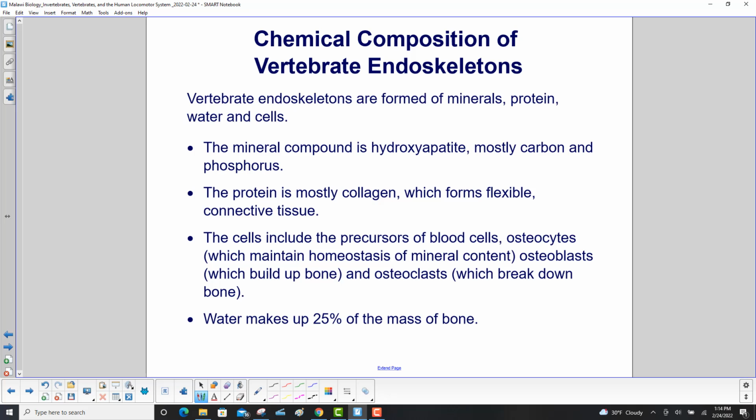Vertebrate endoskeletons are formed of minerals, protein, water, and cells. The mineral compound is hydroxyapatite, mostly carbon and phosphorus. The protein is mostly collagen, which forms flexible connective tissue. The cells include the precursors of blood cells, osteocytes, which maintain homeostasis of mineral content, osteoblasts, which build up bone, and osteoclasts, which break down bone. Water makes up 25% of the mass of a bone.